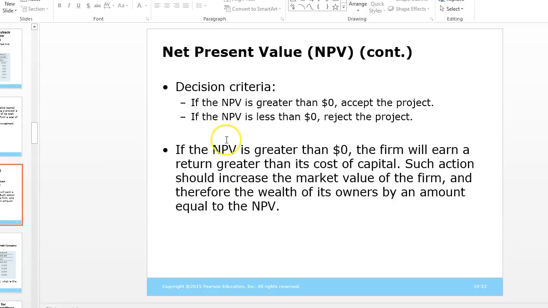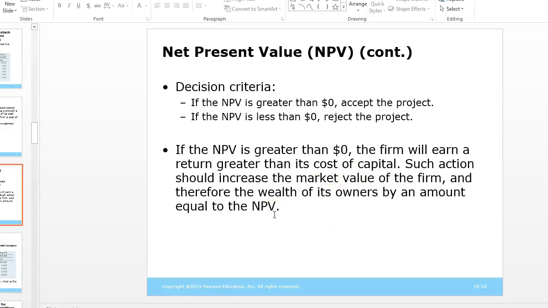So here's the famous decision criteria we just kind of referred to. If the net present value is greater than zero, you accept the project. And if it's less than zero, you reject it, because obviously you're not making money and it's less than you invested. So here, if the net present value is greater than zero, you're going to earn a return greater than your cost of capital. And this should increase the market value of the firm.